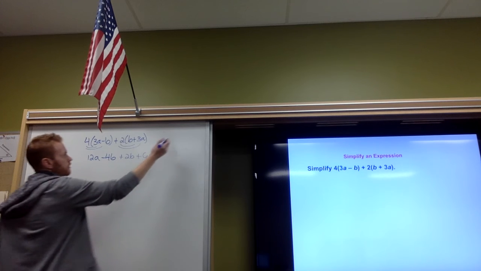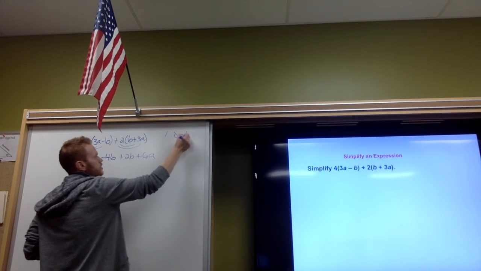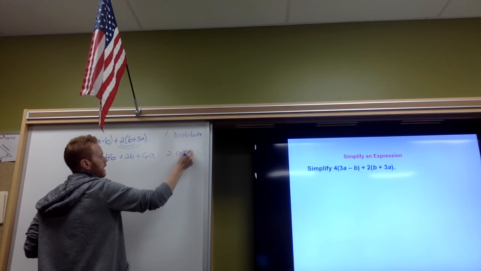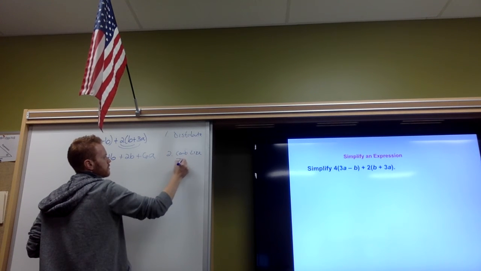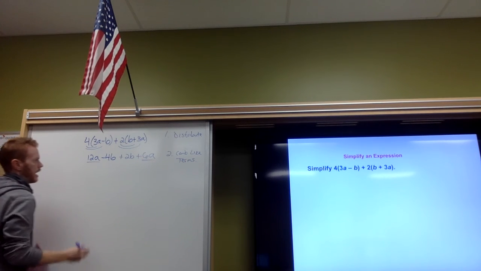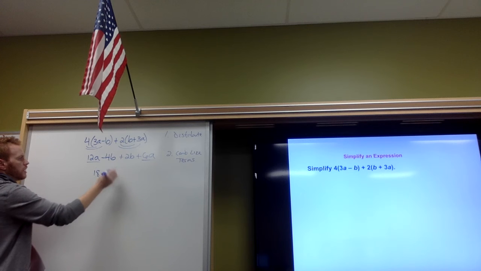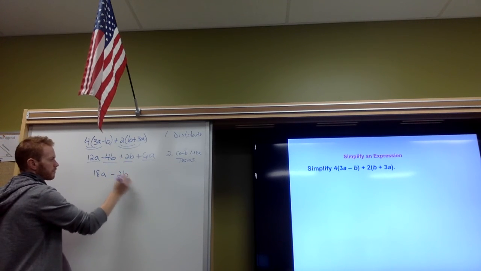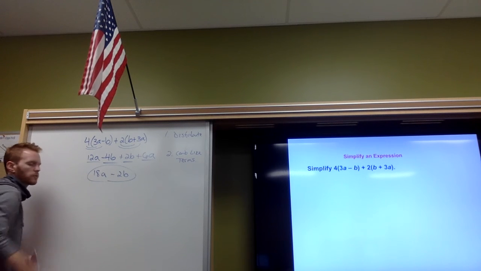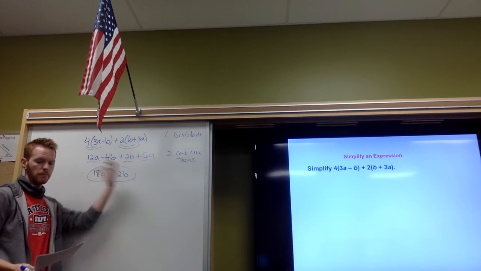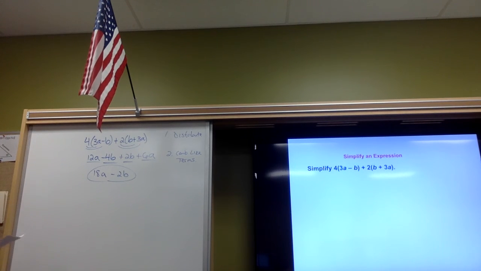Combine like terms. So if you want to write steps, this is you distributing. So distribute, combine like terms. So let's see, we got a 12a and a 6a. That's 18a. -4b plus 2b would be minus 2b. Okay? And there's my final answer. I really can't go any further. A's are grouped together, B's are grouped together, so this is what I have as a final result. All right?